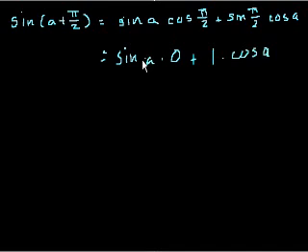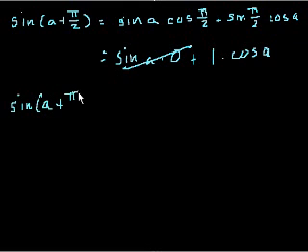So sine of a times 0 is 0. 1 times cosine of a is just cosine of a. So we have a new useful trig identity: sine of a plus pi over 2 is equal to cosine of a.